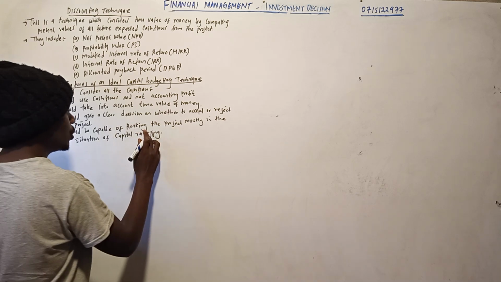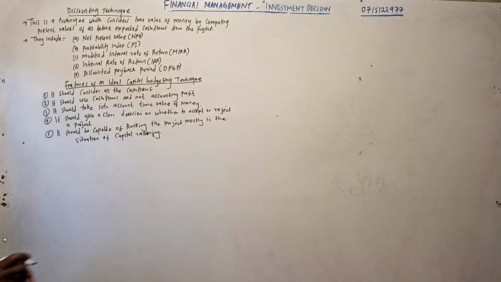Do you know what capital rationing is? Capital rationing is a situation where the firm does not have enough money to undertake all the viable projects. That one is correct.